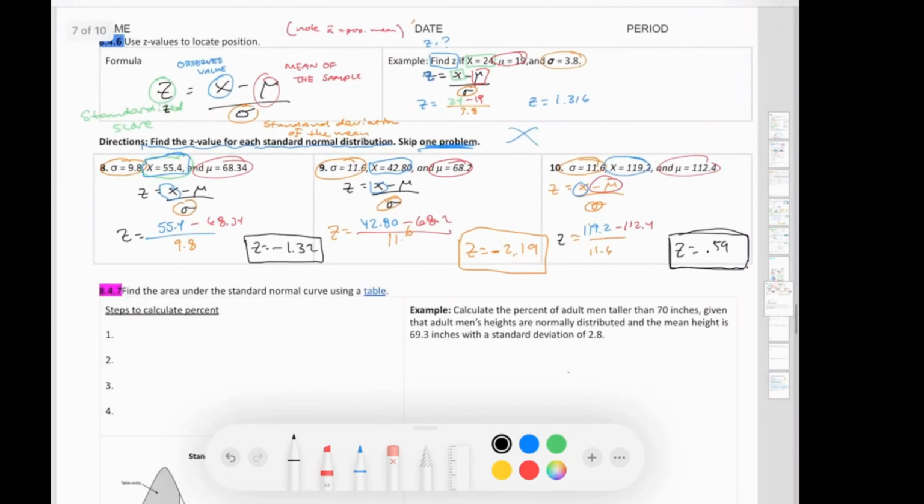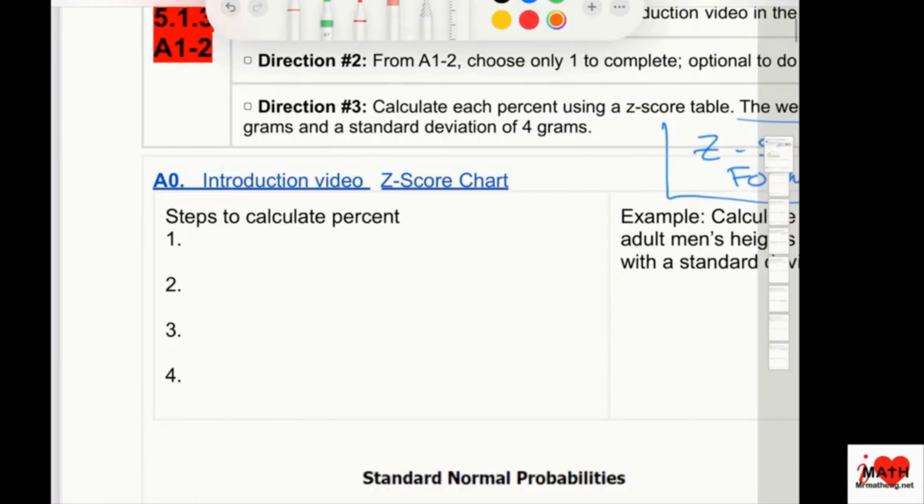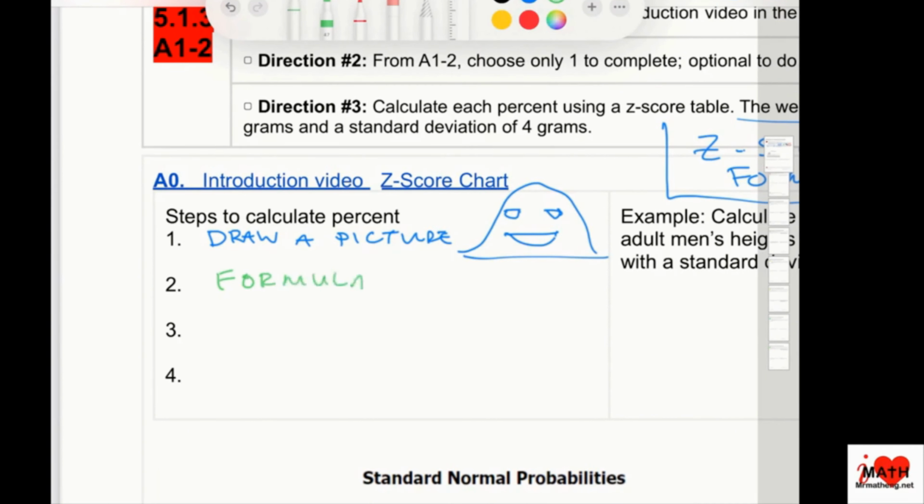All right, let's move on to section 8.47. Steps to calculate a percent. The first thing I want you guys to do is draw a picture. Draw a picture of the normal curve. You guys remember this guy? Okay, draw that. Number 2, write down that formula that we just wrote down. Every single time.